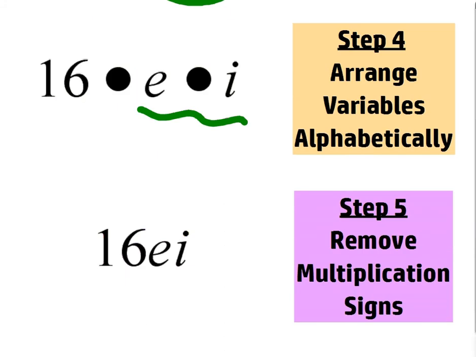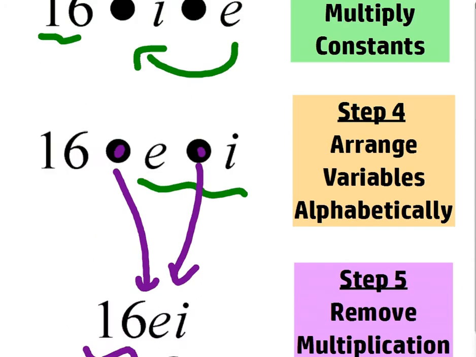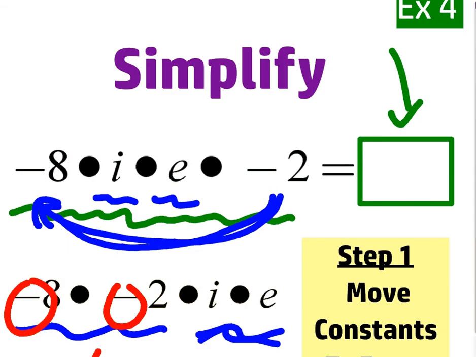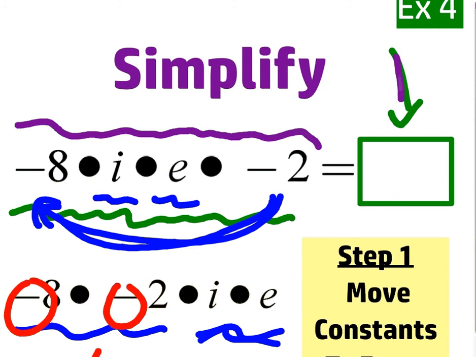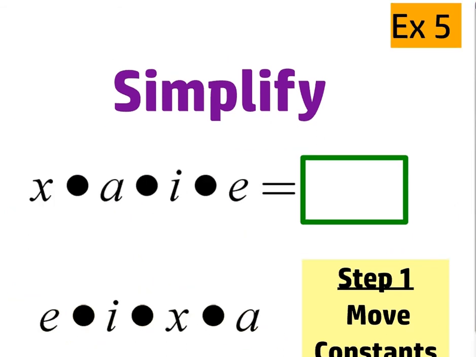And finally, we are going to get rid of these multiplication signs because we don't need them, because we know that when numbers are next to letters or symbols, it means multiply. So the final answer is 16EI. So for the original question, negative 8 times I times E times negative 2, that's going to be equal to what? 16EI. Moving on.